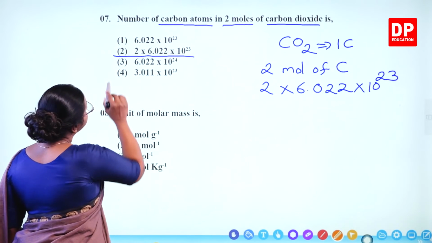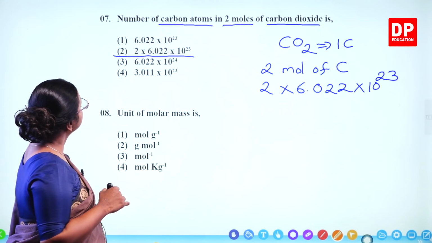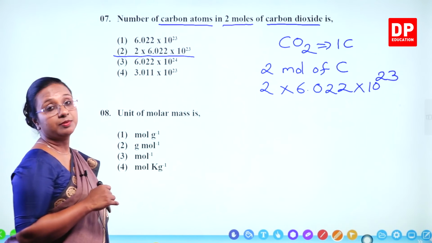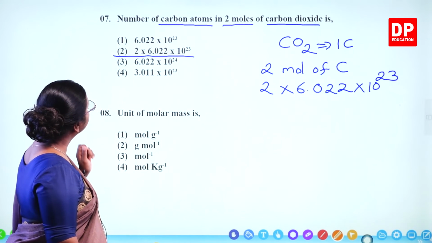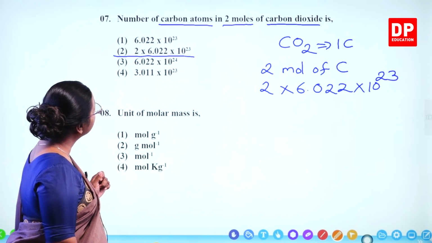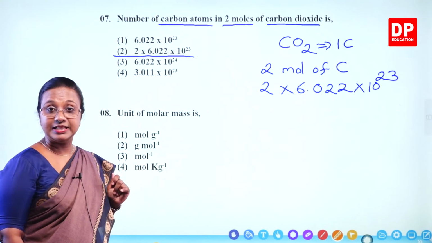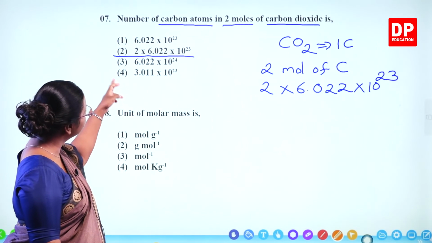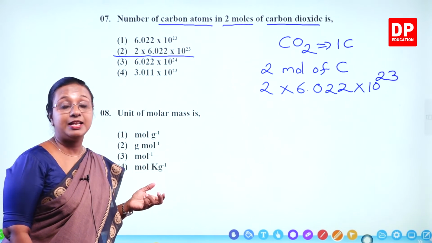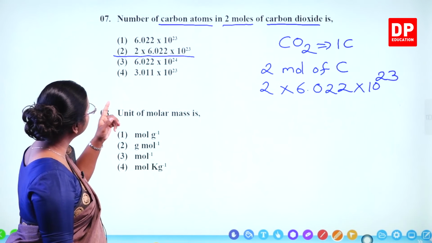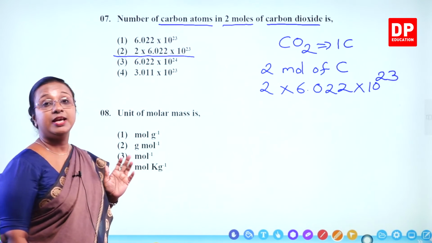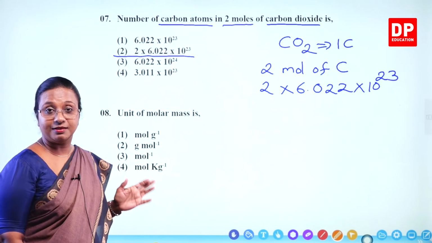That is correct. Third one, 6.022 into 10 to the power of 24. There the power is different. And the fourth one, 3.011 into 10 to the power of 23. There the value for Avogadro constant is different. So, the correct answer is the second one, 2 into 6.022 into 10 to the power of 23.